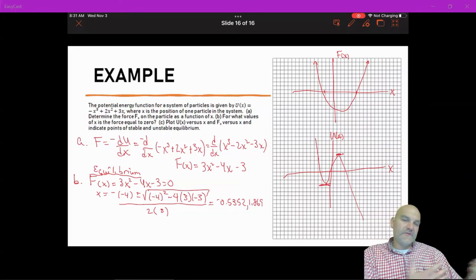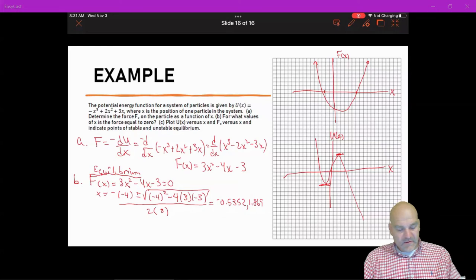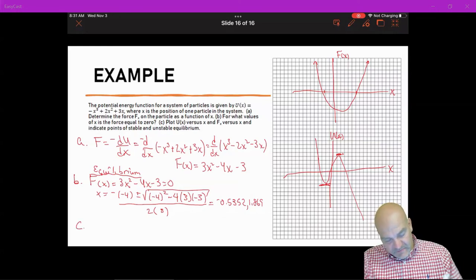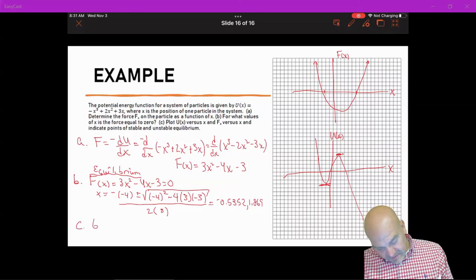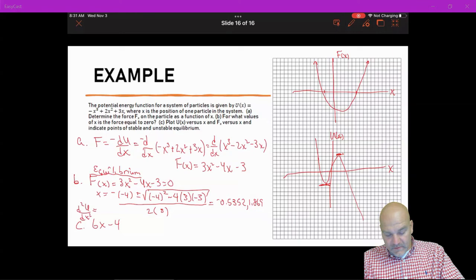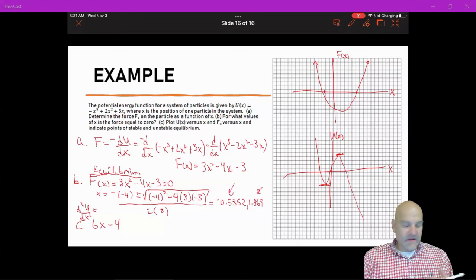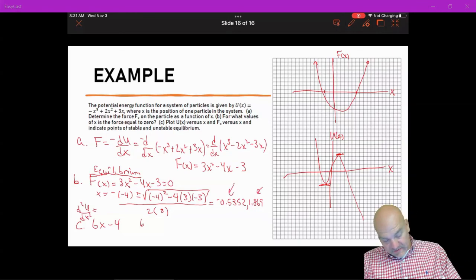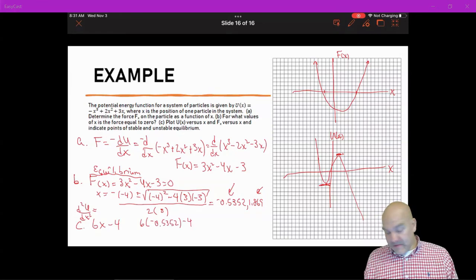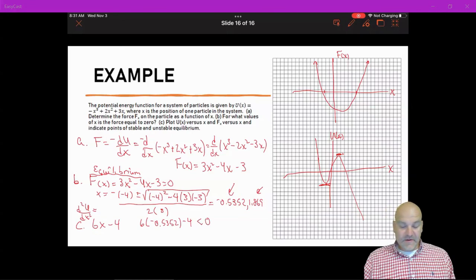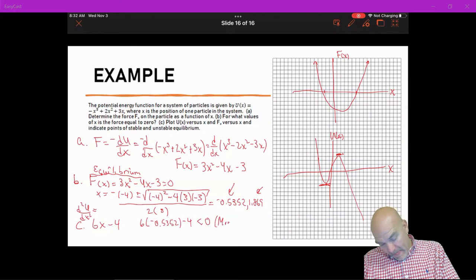So are those going to be stable versus unstable? Well, the easy way to do it is to take the second derivative. So the second derivative would be 6x minus 4, right? And then we're going to plug in these two values and find out if it's greater than 0, less than 0, equal to 0. All right, so I'm going to say 6 times negative 0.5352 minus 4. And that, you could tell, is going to be less than 0. So this is going to be a minimum.